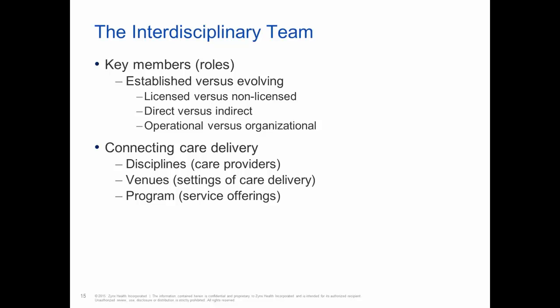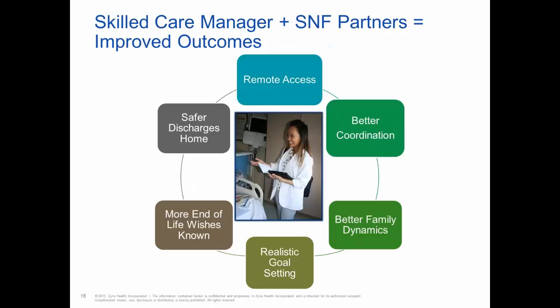We also need to, in essence, connect care delivery. So within the settings themselves, we need to connect disciplines: physician to physician, nurse to nurse, physician to nurse, physician, nurse to many on the team. We need to also be able to connect venues. So I move from the acute care to the critical care to the general care environment. But we also need to connect programs as well, or service offerings. I move from the hospital to my home with, say, palliative care or hospice. And so this interdisciplinary team has expanded exponentially. And here's an example of this ACO success model in terms of having a skilled case or care manager plus their skilled nursing facility partners to improve outcomes.